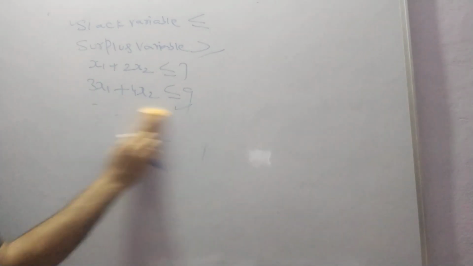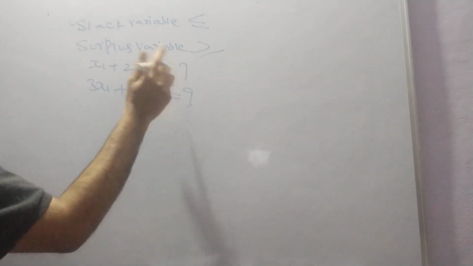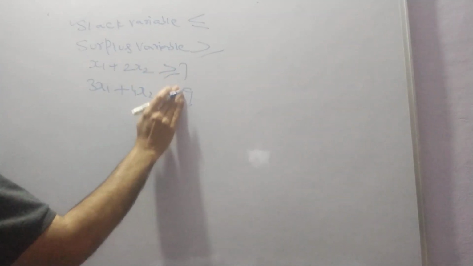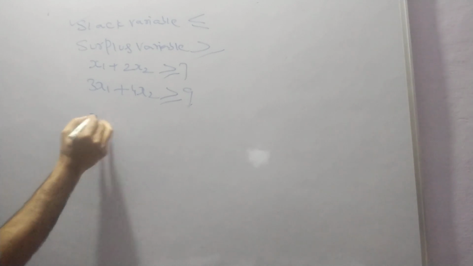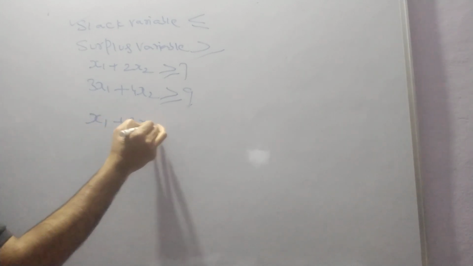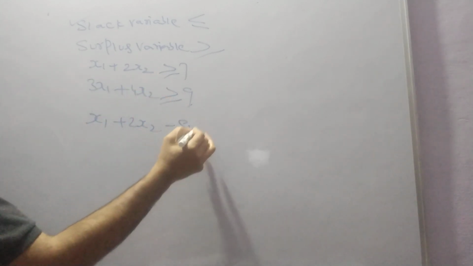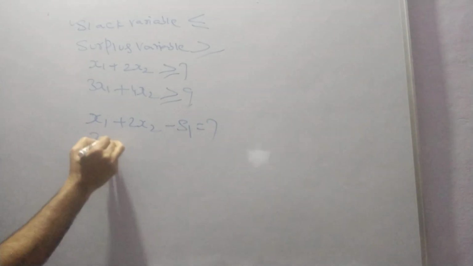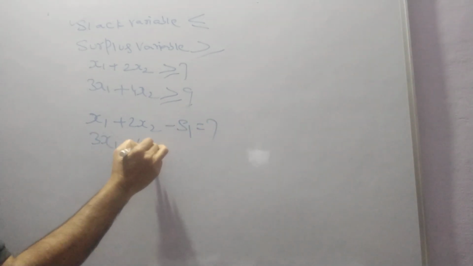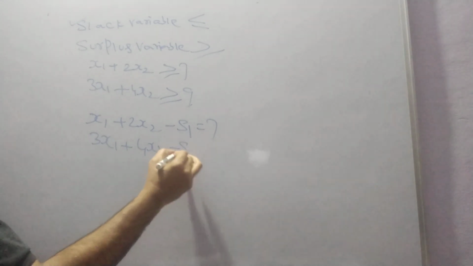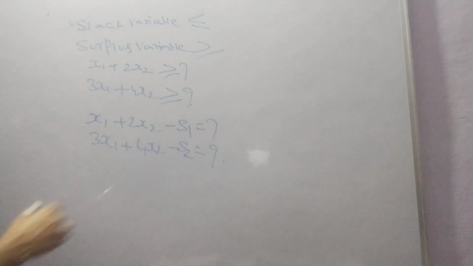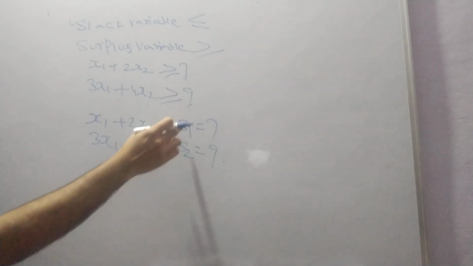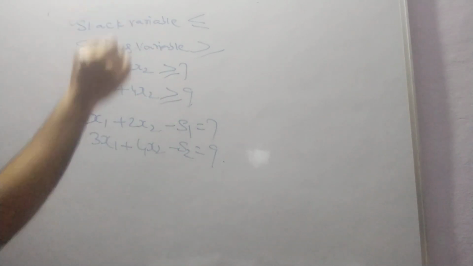Now same inequalities I am taking, but I am changing the signs here like this. Now this will be x1 plus 2x2 minus s1, 3x1 plus 4x2 minus s2. Now s1, s2 are known as surplus variables.